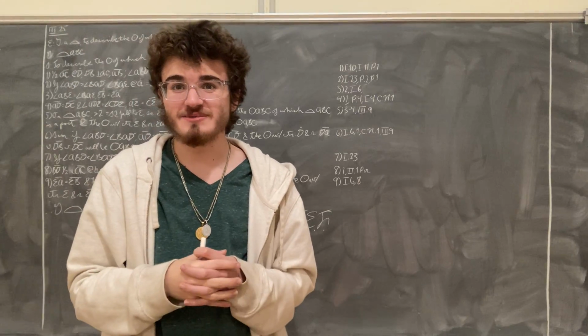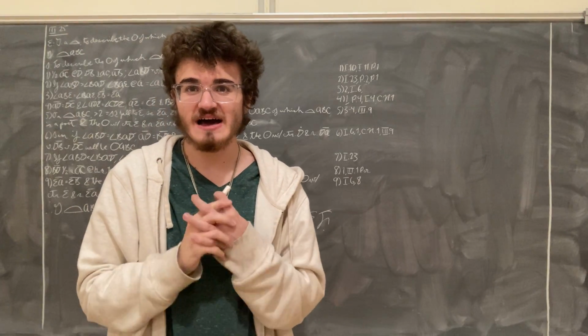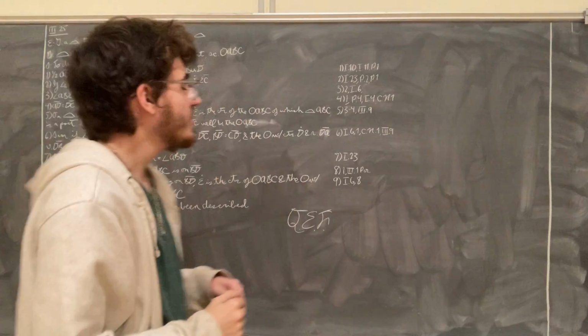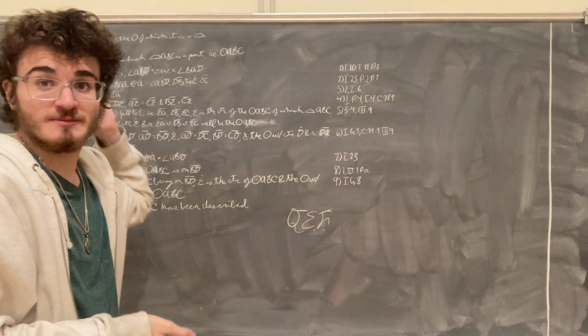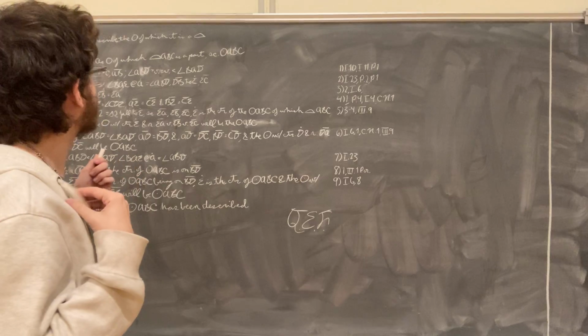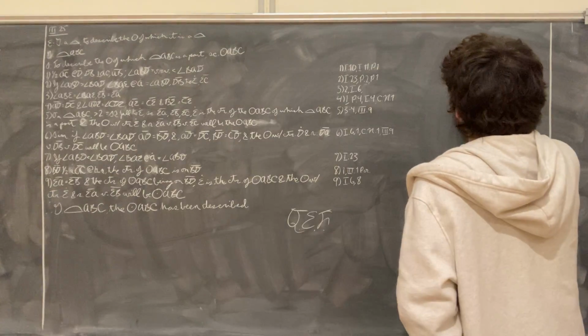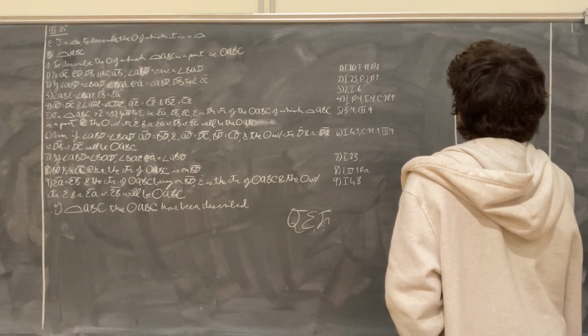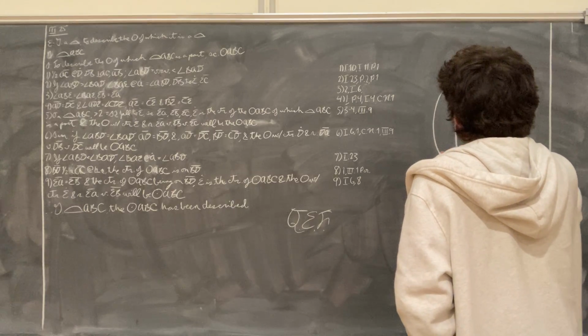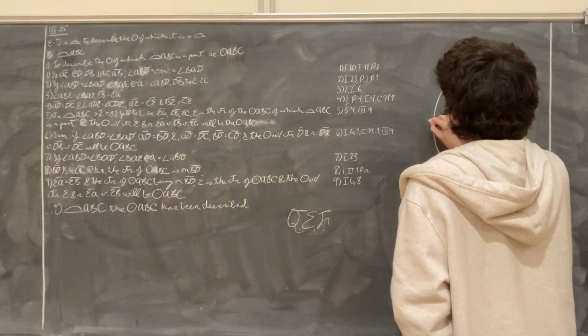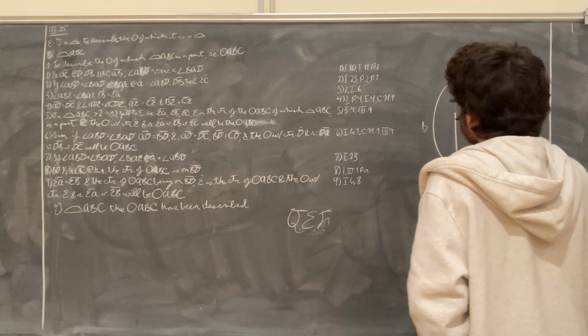Hello, this will be a demonstration of Proposition 25 from Book 3 of Euclid's Elements, which requires us, given a segment of a circle, to describe the complete circle of which it is a segment. We are given then the segment of a circle, A, B, C. It looks something like that, A, B, C, like so.